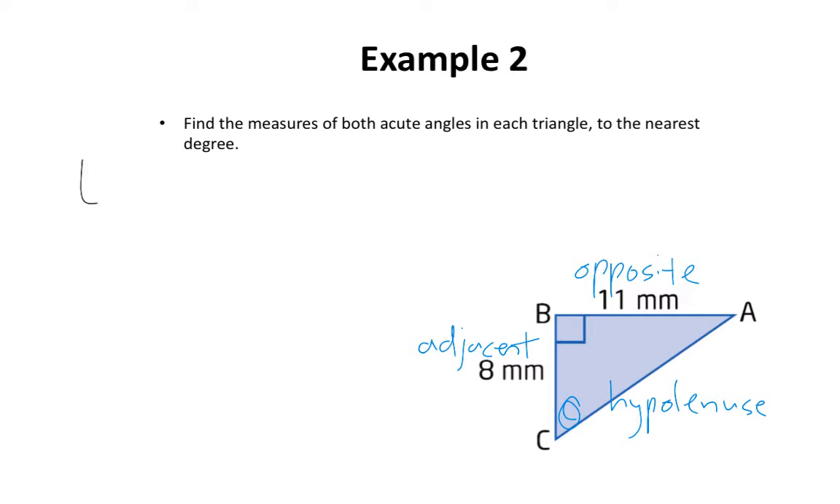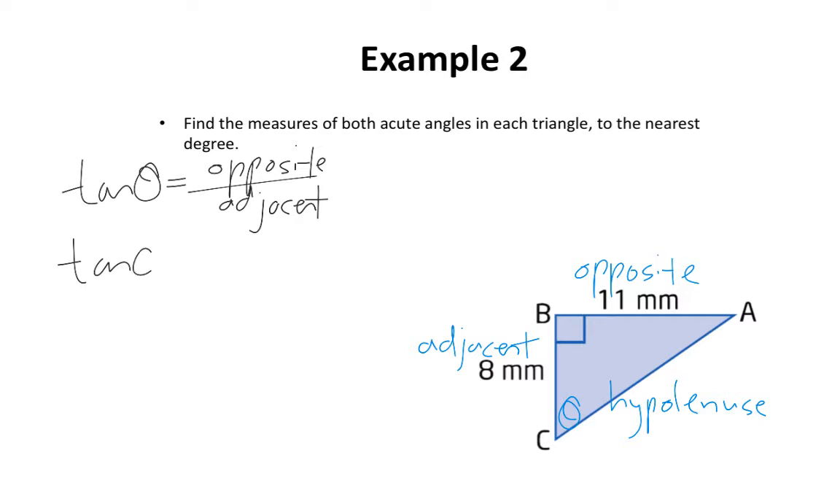So we are going to need our tangent ratio. So tan theta is equal to opposite over adjacent. In our next step, all you want to do is substitute in your known values. We already know what the opposite side is, that is 11 millimeters, and we know the adjacent side is 8 millimeters. Remember, we're trying to figure out an angle, and that angle is represented by theta.